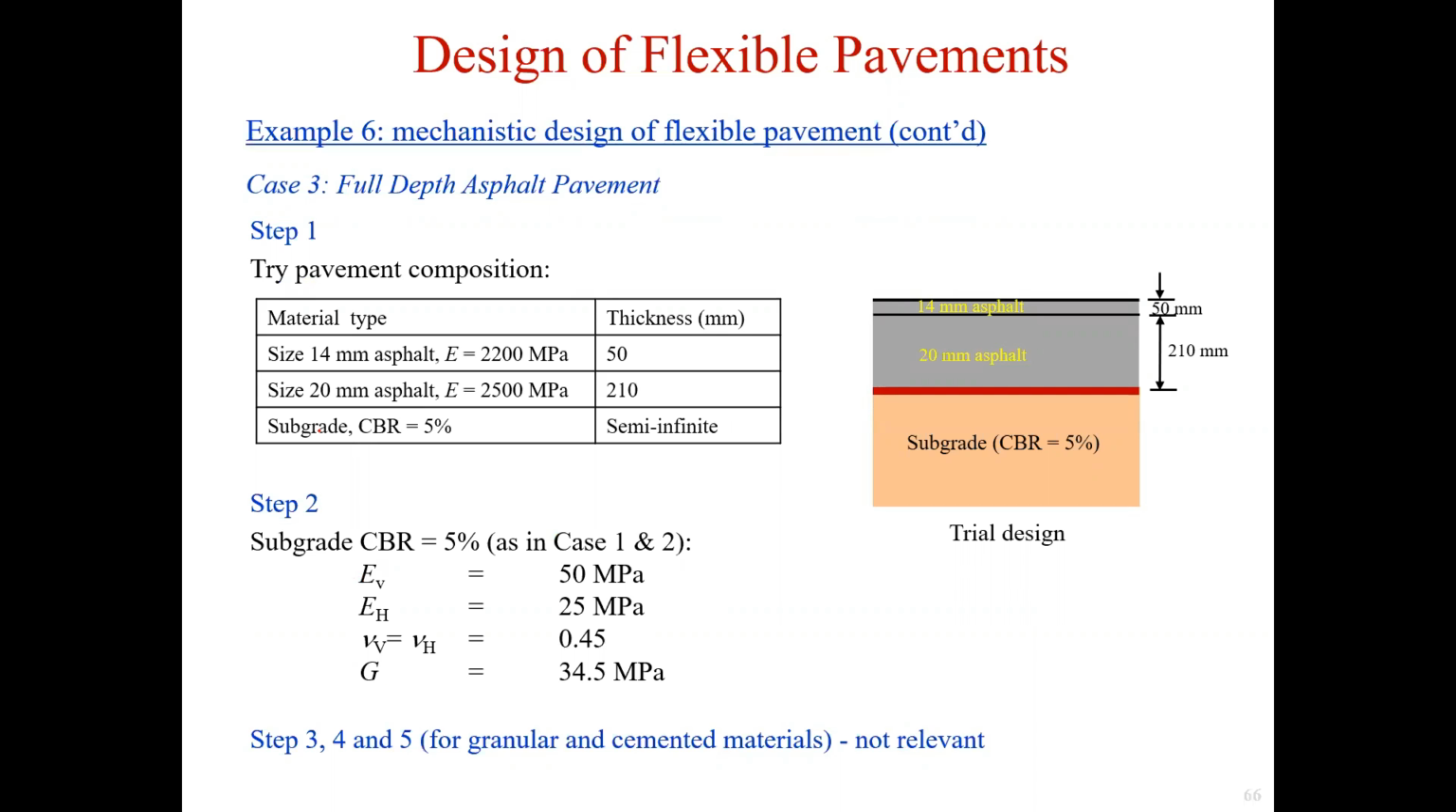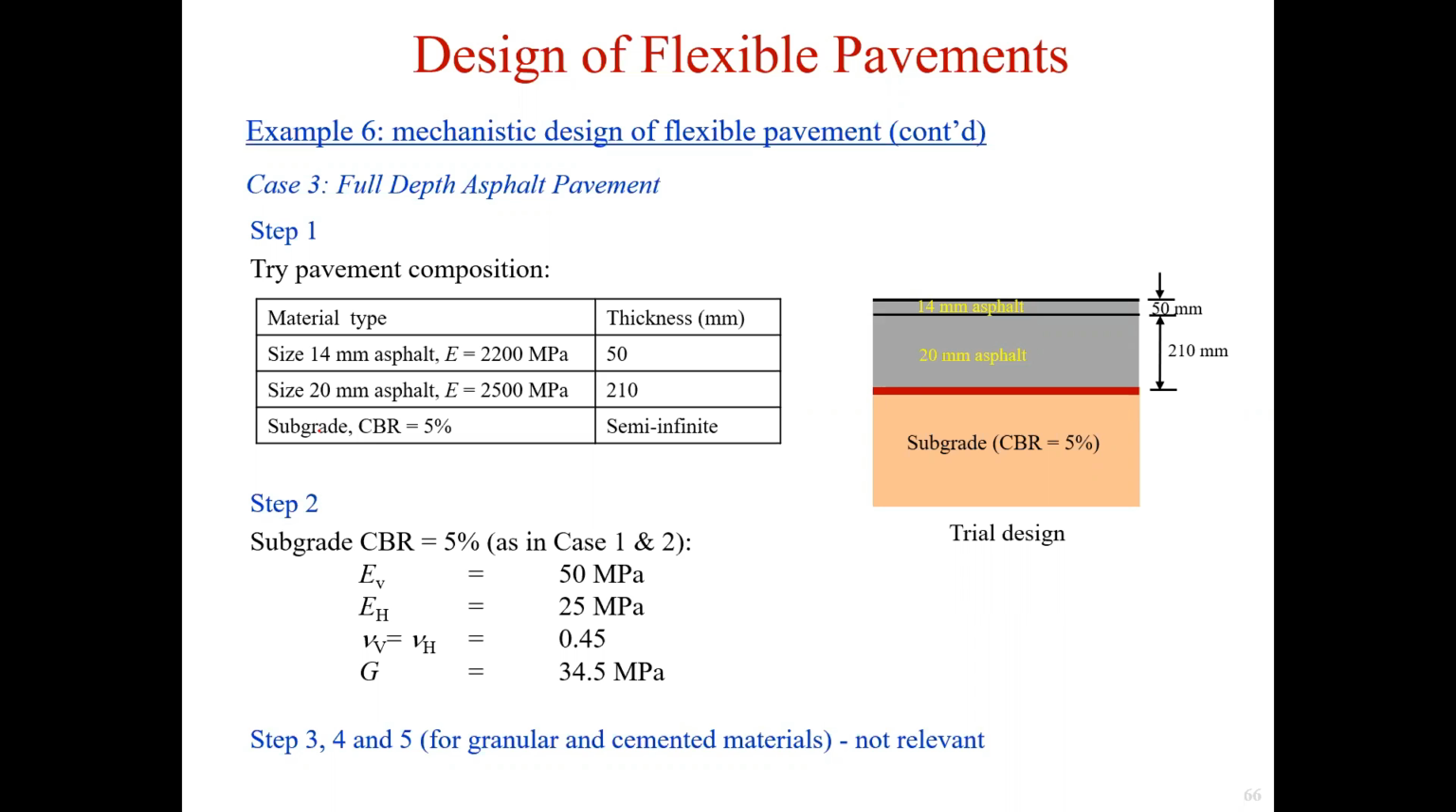Now let's see case 3, the full depth asphalt pavement. There are thick asphalt layers directly above the subgrade. Again, step 1 is to try pavement composition. We have size 14 asphalt and size 20 asphalt and subgrade with CBR of 5%. And it is semi-infinite.